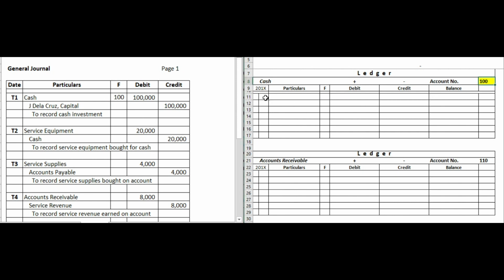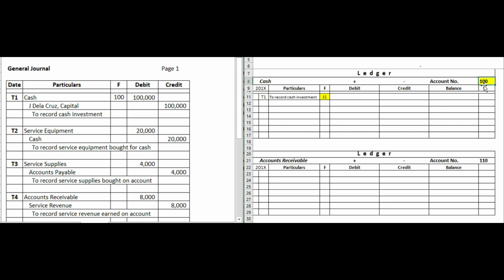Okay? Cash. Of course, yung date, in our case, transaction 1 yung gamit natin. I-copy nyo to record cash investment. Record natin, to record cash investment. Tapos, yung reference niya is General Journal or Journal 1, meaning page 1. Okay? GJ1 or J1. Yun yung reference. Yun ganun ang gumamit.